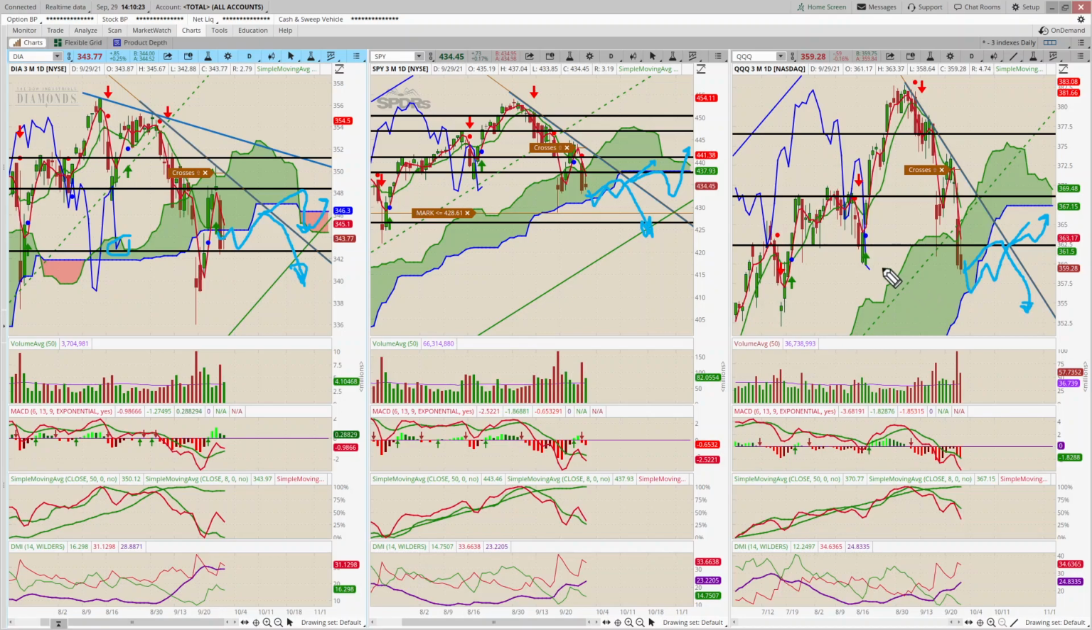So I'm waiting for confirmation from the Chikou line before I would have any confidence that this market is going to move up from here. I think there's a lot of bad news to come out. So we'll wait and see what happens. But I hope that helps everybody who's listening to try and ascertain what might be happening in the markets.